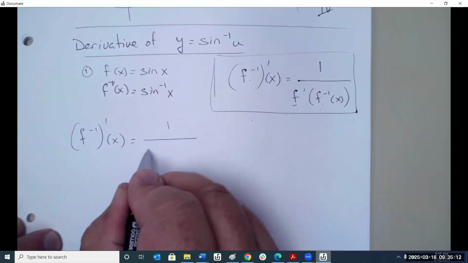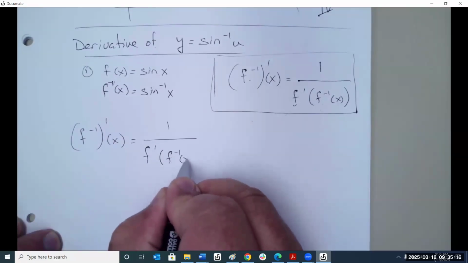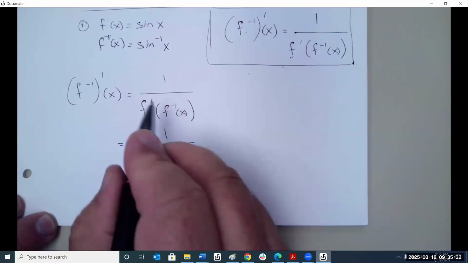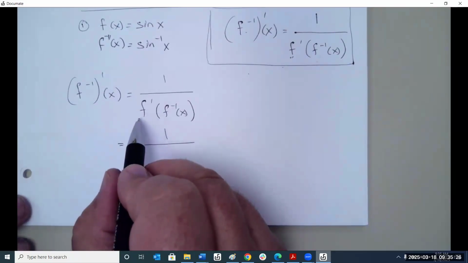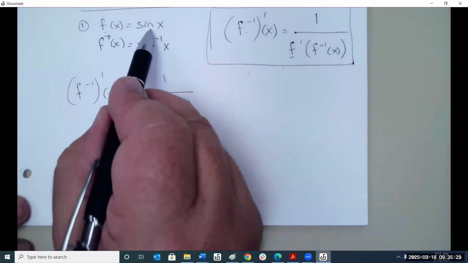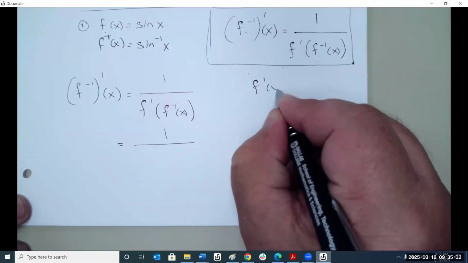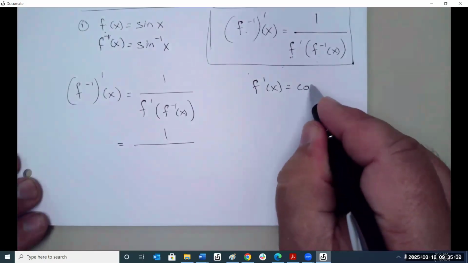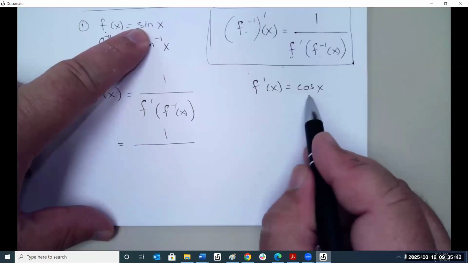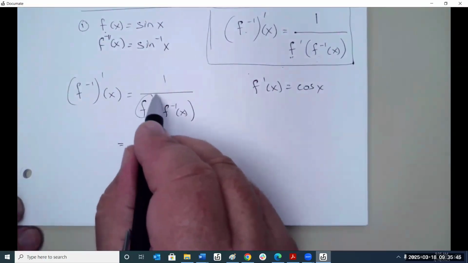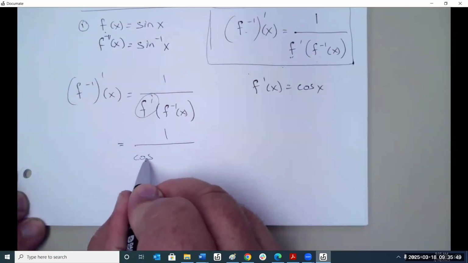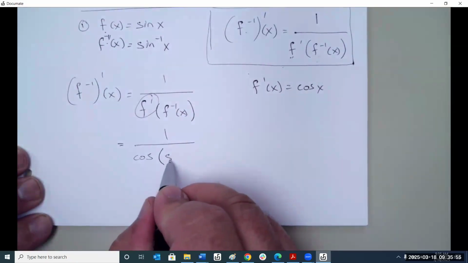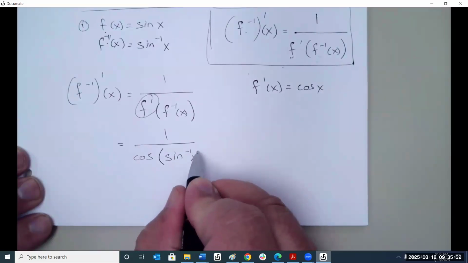Find the derivative of my inverse function. I'll write down this. So start plugging things in there. What is my derivative of f? f of x is sine x. If f of x is sine x, the derivative is cosine x. So that's this outer function. And what goes inside there? The inverse function, which is the sine inverse of x.